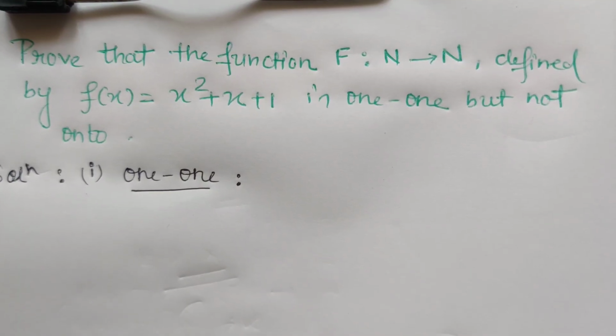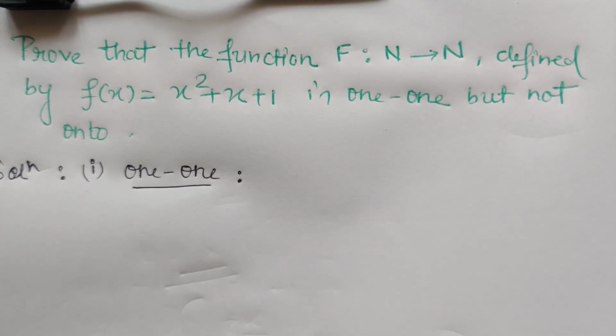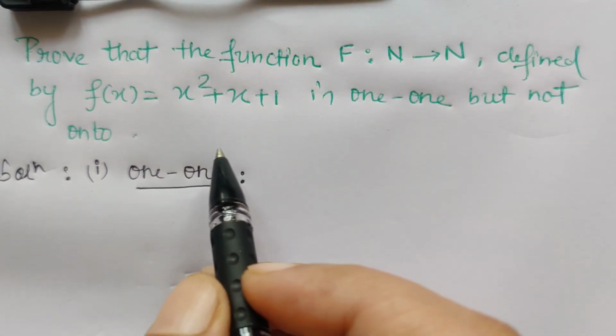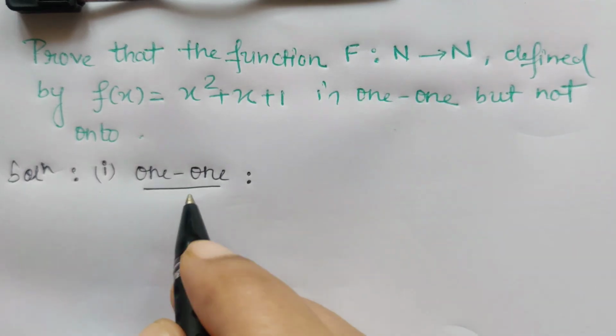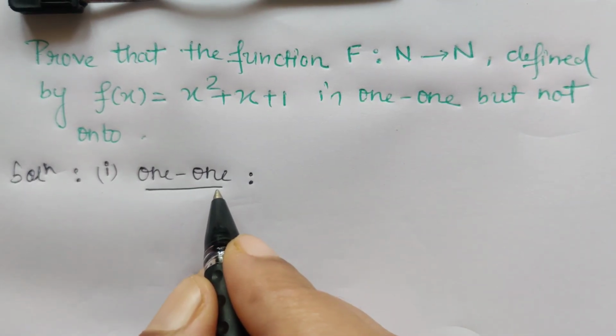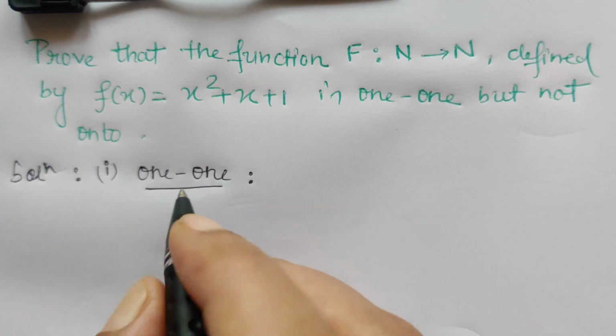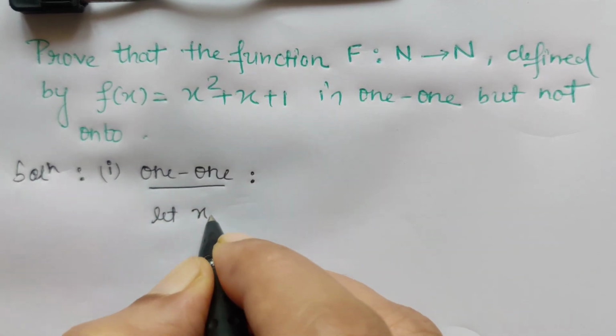Friends, here we have to prove that the function f from the set of natural numbers to natural numbers, defined by f(x) = x² + x + 1, is one-one but not onto. First I will prove how we can prove it as one-one. For one-one we always have to assume two elements in the domain.